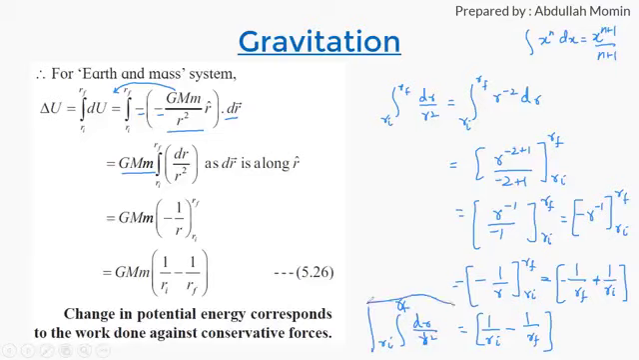So we will put this integration here. We are getting GMm times 1 upon ri minus 1 upon rf. So this is the change in potential energy, which corresponds to work done against a conservative force. So let's move to the next topic, next slide.